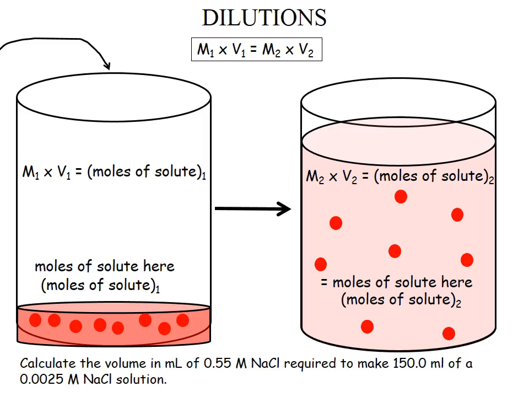We'll do this calculation as an example. Calculate the volume in milliliters of 0.55 molar sodium chloride required to make 150 milliliters of a 0.0025 molar sodium chloride solution.